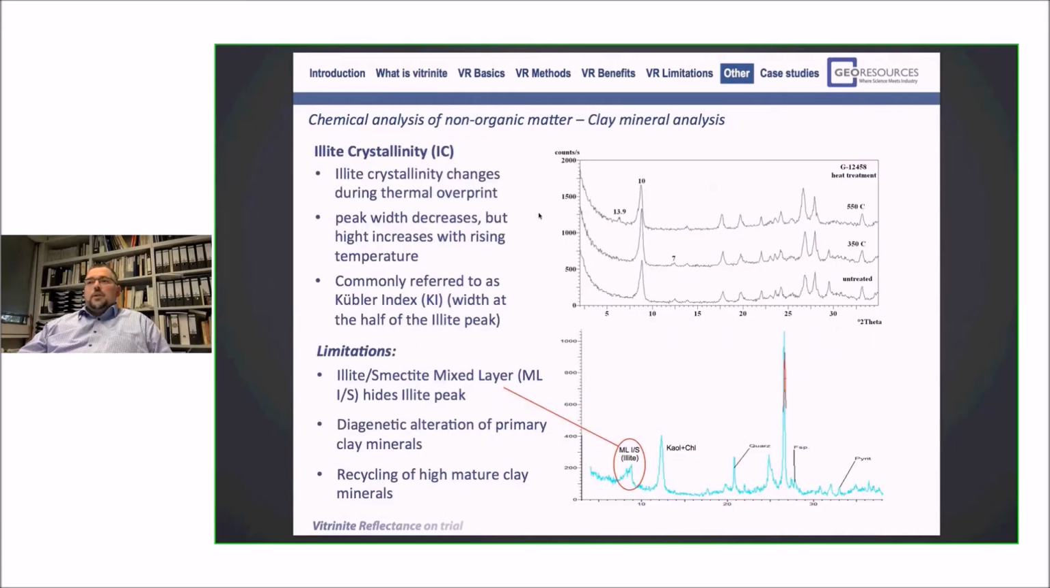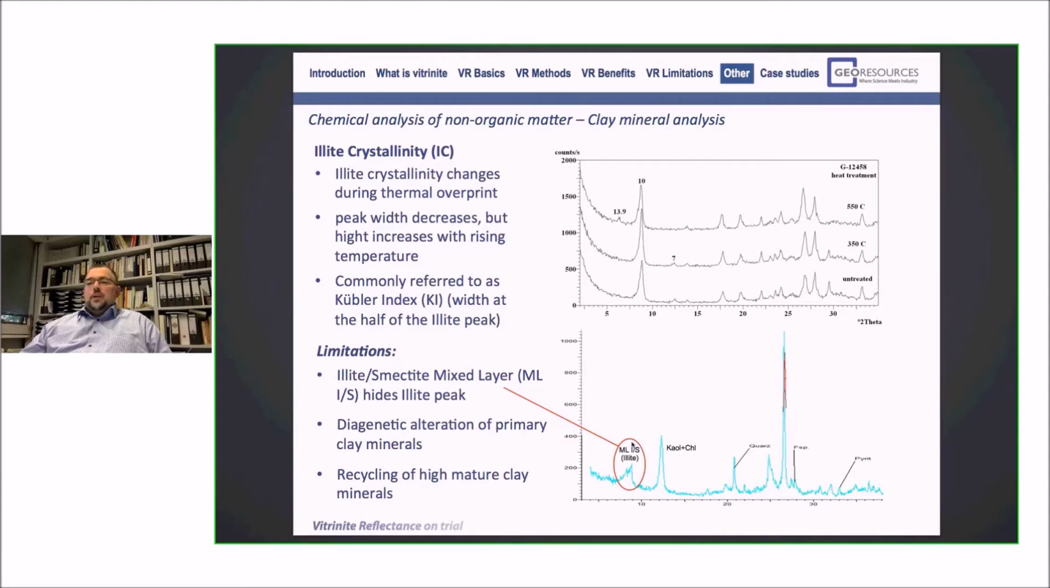Another point is clay mineral analysis. So we can do chemical analysis of non-organic matter. Illite crystallinity is a quite commonly used parameter. Illite crystallinity changes during thermal overprint. We see the illite peak here, which gets narrower and higher with increasing maturation. And it's commonly measured with a Kubler index, which means the width of the half peak. And this is then again calibrated with vitrinite reflectance and other maturation parameters.